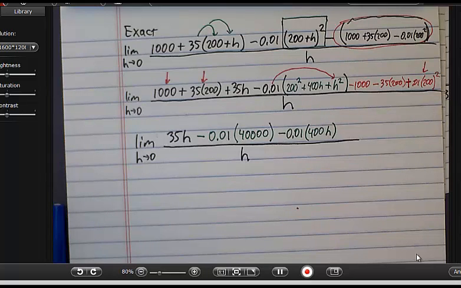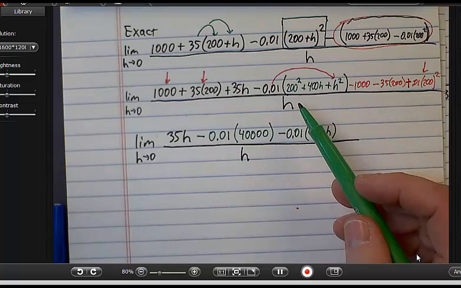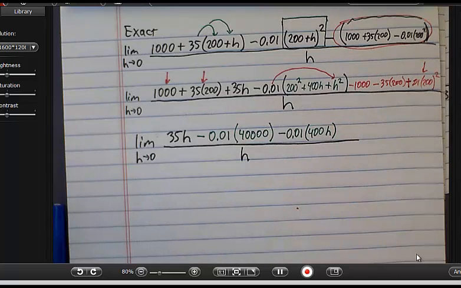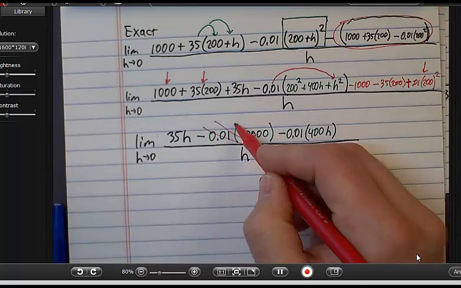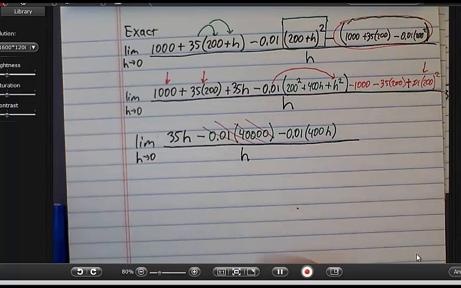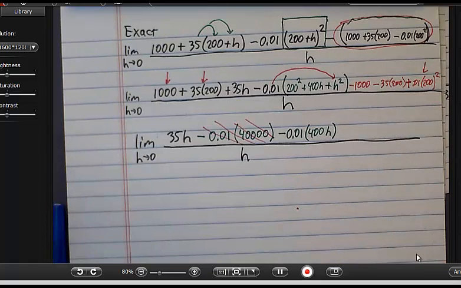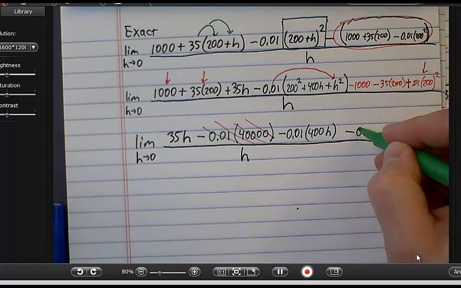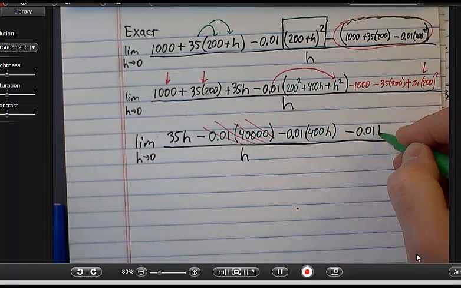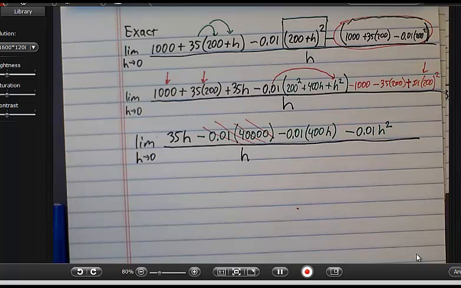Oh, wait a minute. That's not true. The first one disappears with everyone else. That's the one that goes. The last one is there. So what should I write? I should write minus 0.01 h squared. That's what I should write. Sorry about that. Got it?